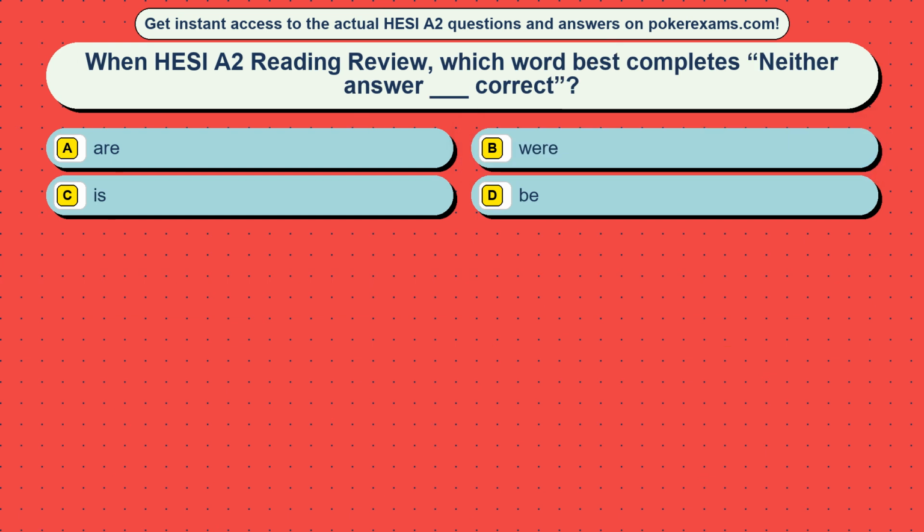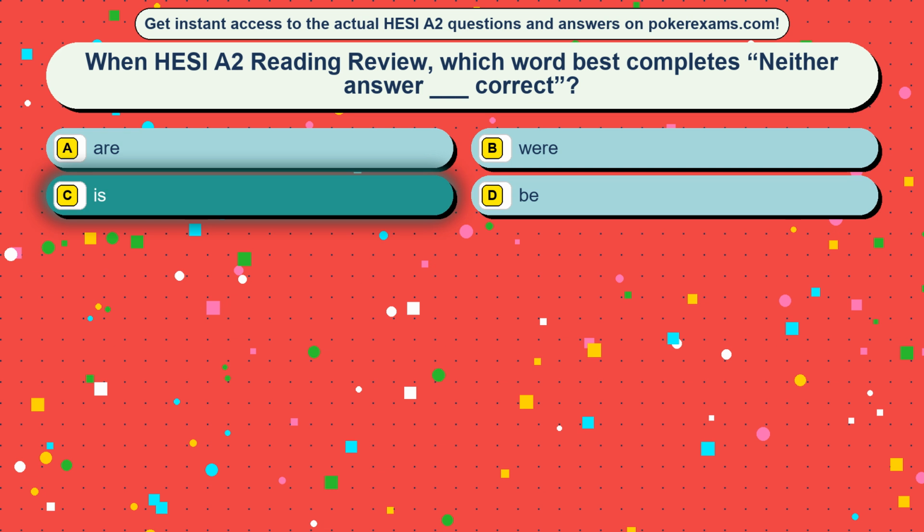Question 49. When HESI A2 reading review, which word best completes "neither ___ answer is correct"? Option A, are. Option B, were. Option C, is. Option D, be. The correct answer is option C, is.